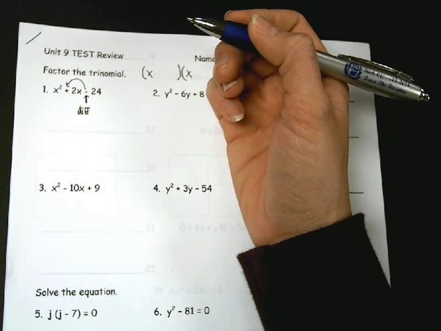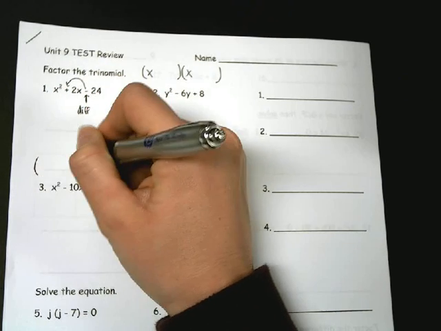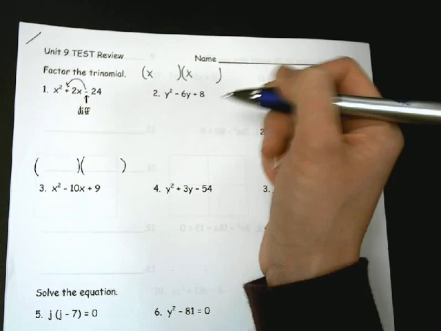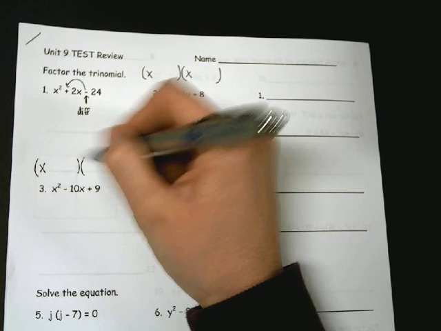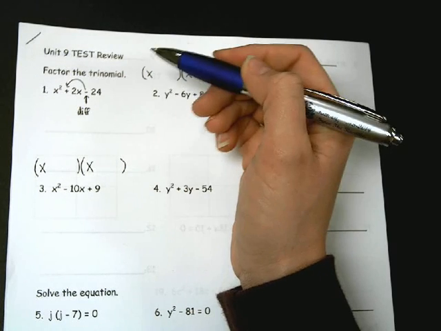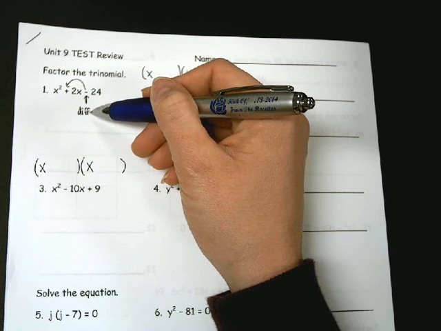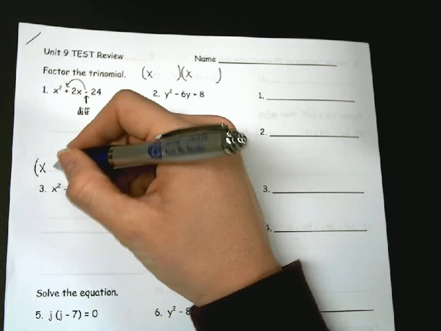So when you're thinking about your answer here, it's going to be in two sets of parentheses. Your first term is x and x, because x times x is x squared. And my signs are going to be different with the larger number positive. So positive goes in one and negative goes in the other.